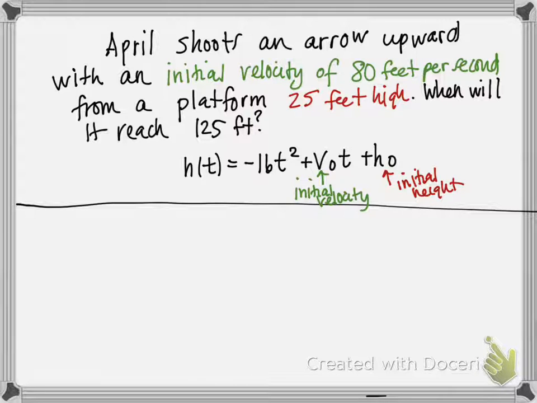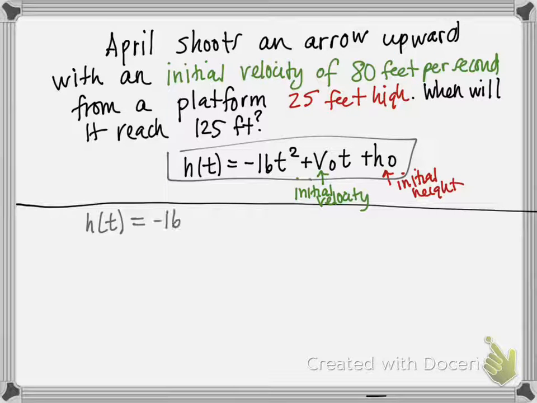Right, so April shoots an arrow upward with an initial velocity of 80 feet per second from a platform 25 feet high. When will it reach 125 feet? So this is the generic form for our projectile motions. The middle term represents your initial velocity, this number in front, and then the initial height is your third term. So let's write this equation here.